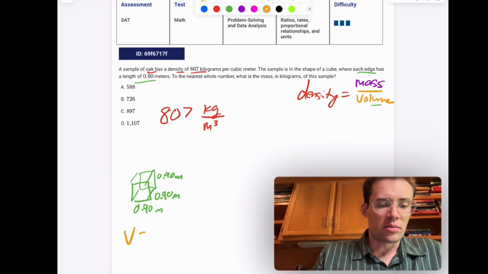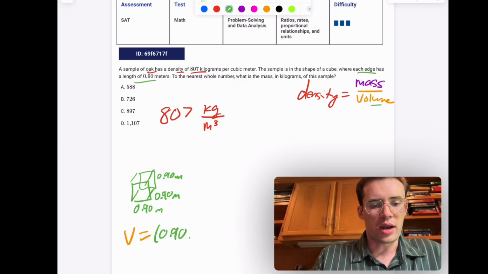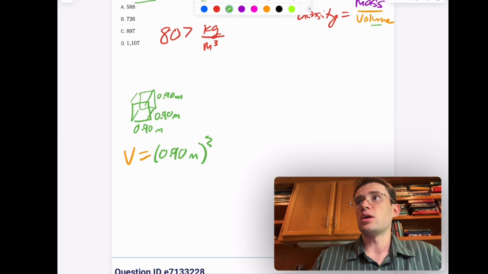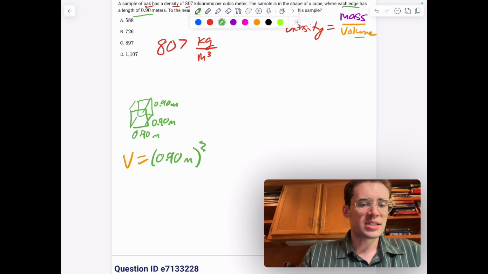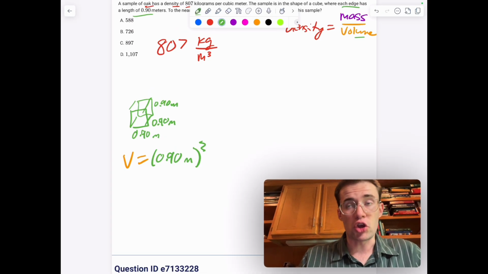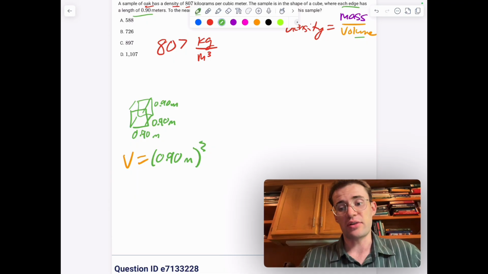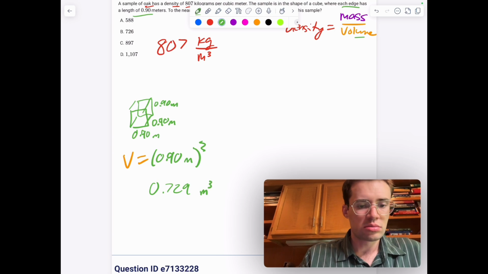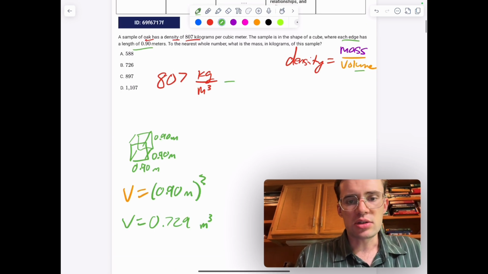So volume equals, I'm going to write parentheses, 0.9 meters cubed, and 9 cubed is going to be 729. So this is basically 9/10 cubed. So 729 over 10 cubed, which is 1,000, so it'd be 0.729, and then the meters also get cubed, so cubic meters. Right, that's your volume. So I can plug that into this equation here.